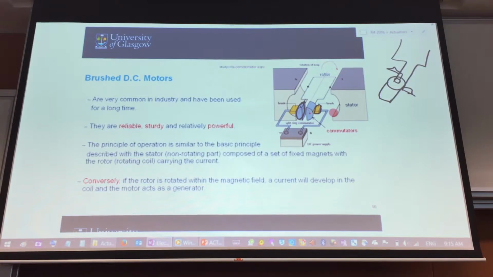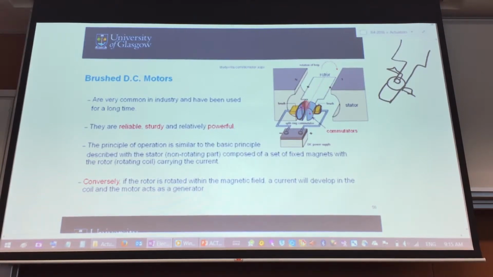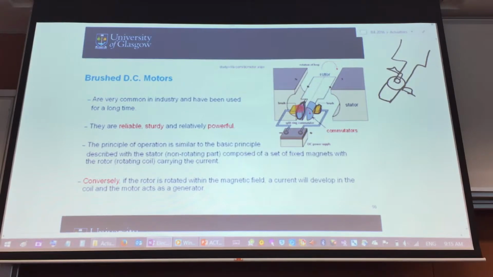There are some terminologies that I want you to know. This magnet over here is known as the stator. So it's a specific word, stator. And the one that's rotating naturally is called the rotor. And usually the rotor, in the case of a brushed DC motor, is a coil of wire. And because it's a DC motor, that's why you have this DC power supply that's attached to it.